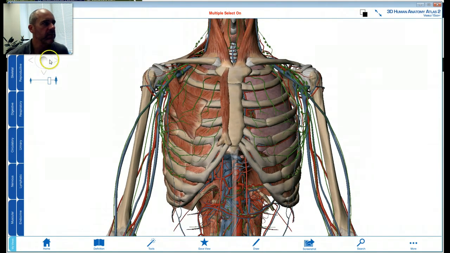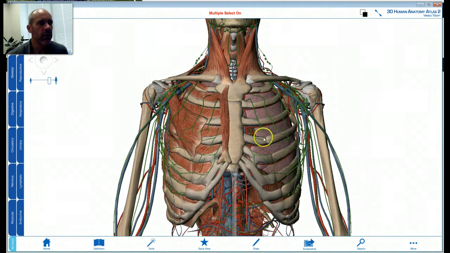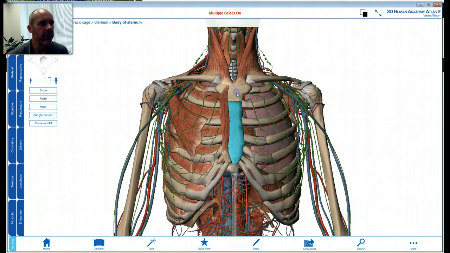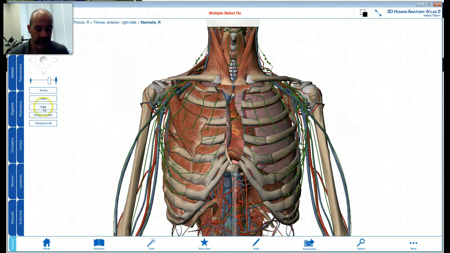Let me zoom out here. And there is your sternum, your breastbone. So I'm going to do some dissection here. Be sure to review the thoracic cavity, remember. Bring my pen back up here.